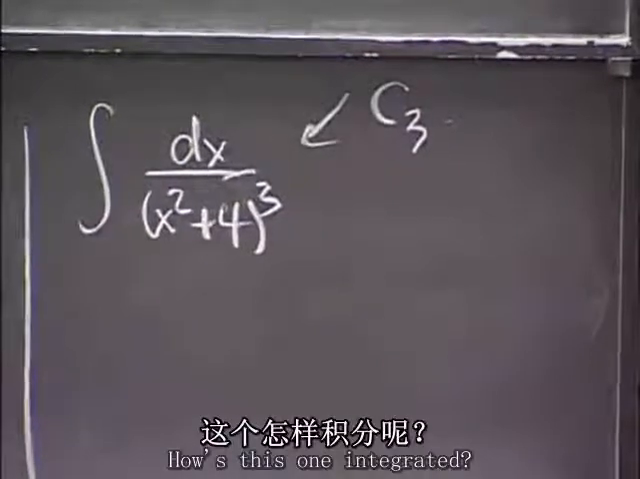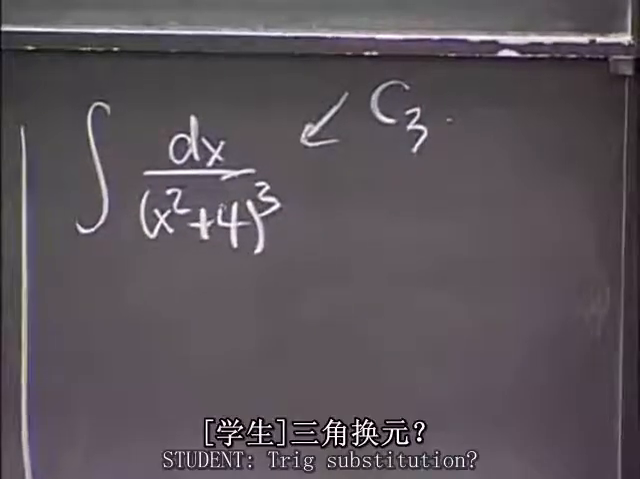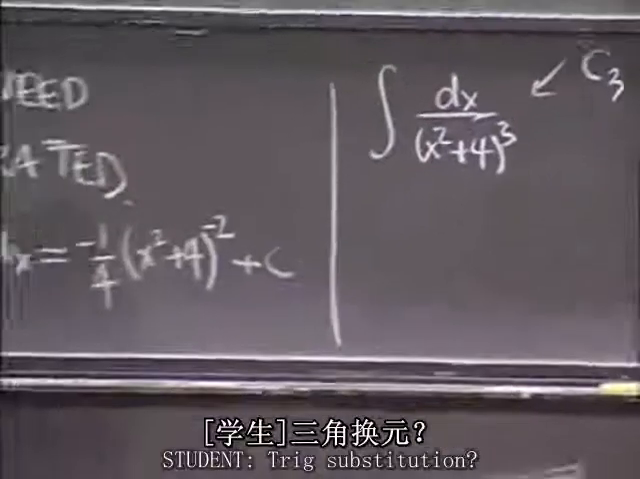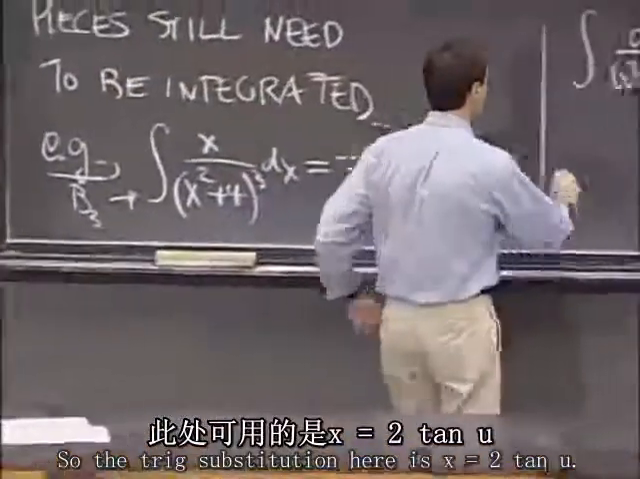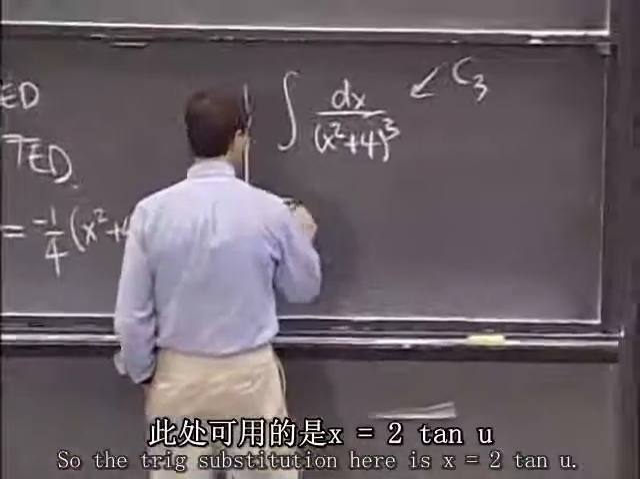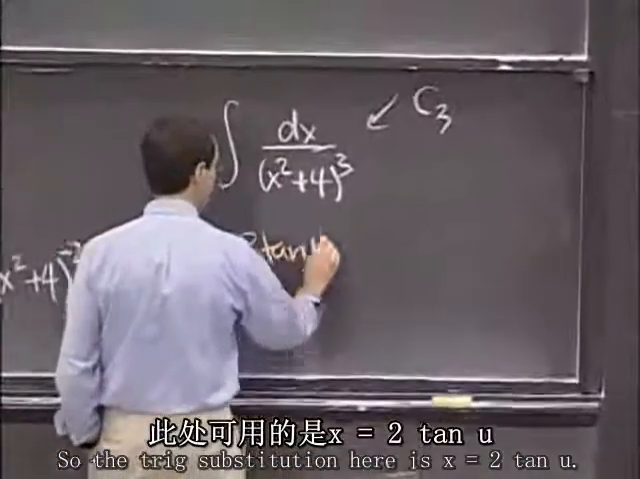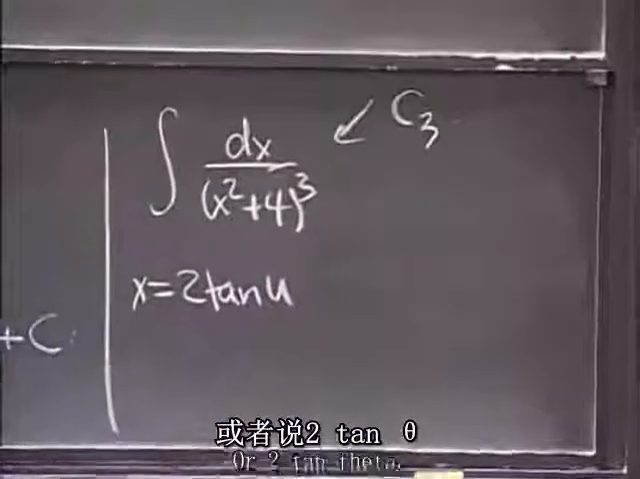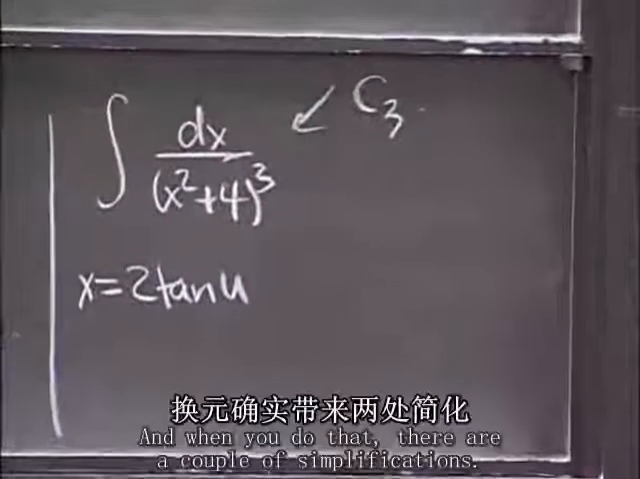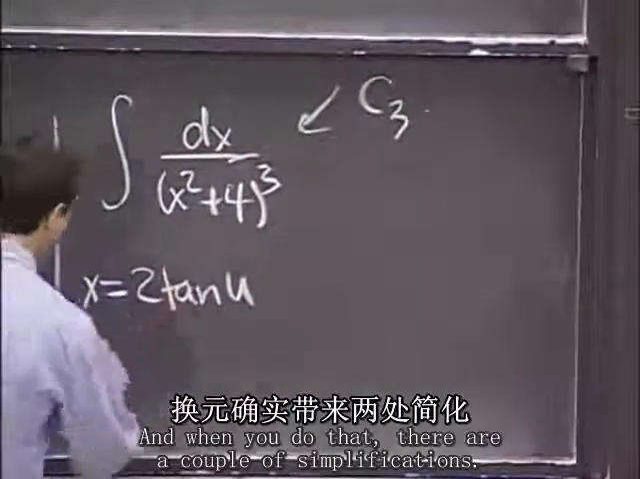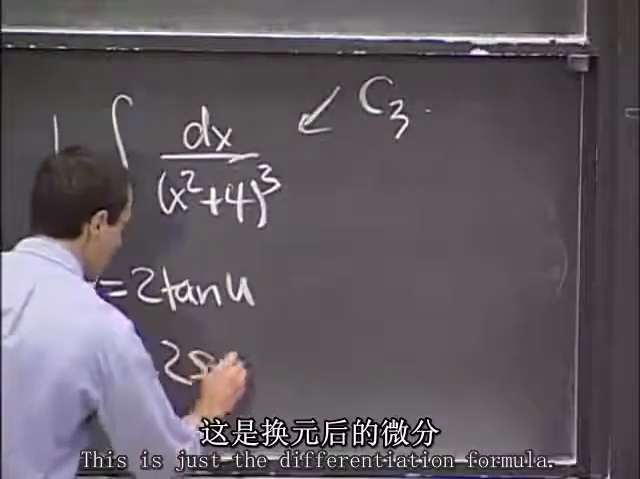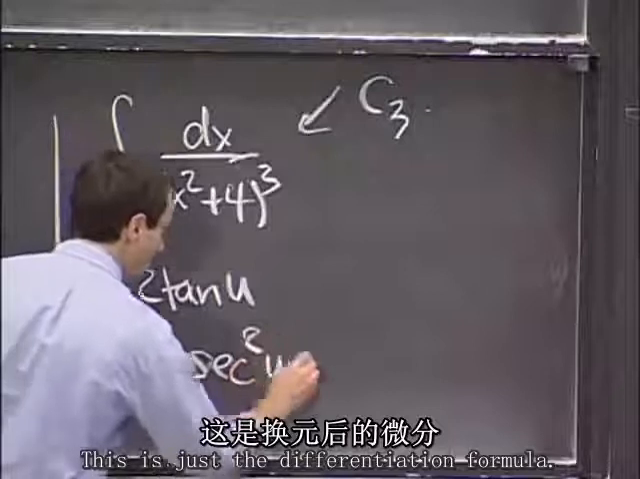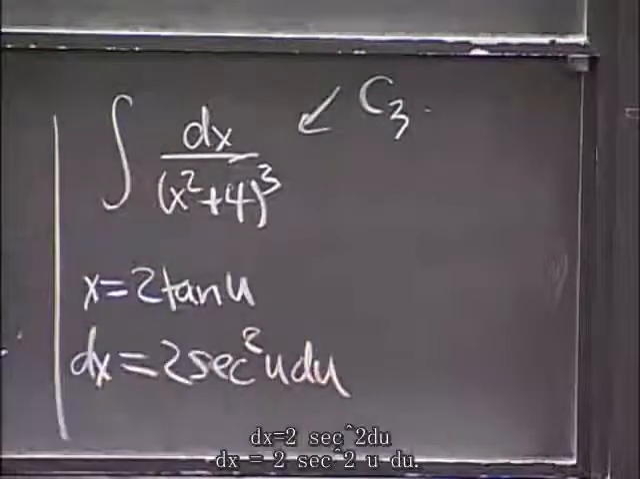How's this one integrated? Trig substitution. So the trig substitution here is x is equal to 2 tan u, or 2 tan theta. And when you do that, there are a couple of simplifications. Well, I wouldn't call this a simplification. This is just the differentiation formula. dx is 2 secant squared u du.